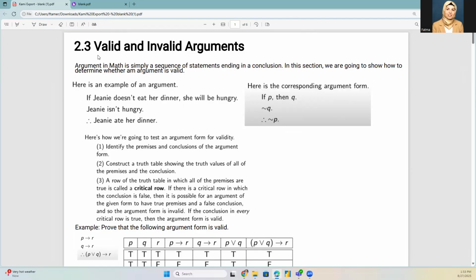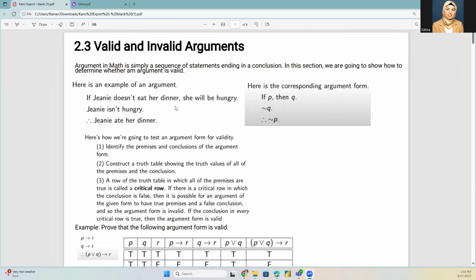Section 2.3 is called valid and invalid arguments. An argument in math is simply a sequence of statements ending in a conclusion. In this section, we're not going to show whether something is an argument or not, but our goal is how to determine if an argument is valid or invalid.